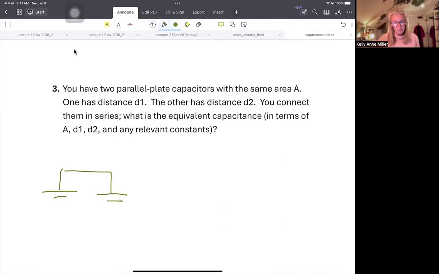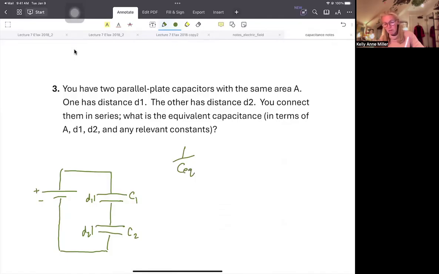Even though it's relatively easy to visualize, I always have to draw it. So this is C1, this is C2, this is D1, this is D2. This is the battery, so that's the positive terminal, that's the negative terminal. First of all, we recognize that the two capacitors are in series. So we know that their equivalent capacitance satisfies 1 over C equivalent equals 1 over C1 plus 1 over C2.